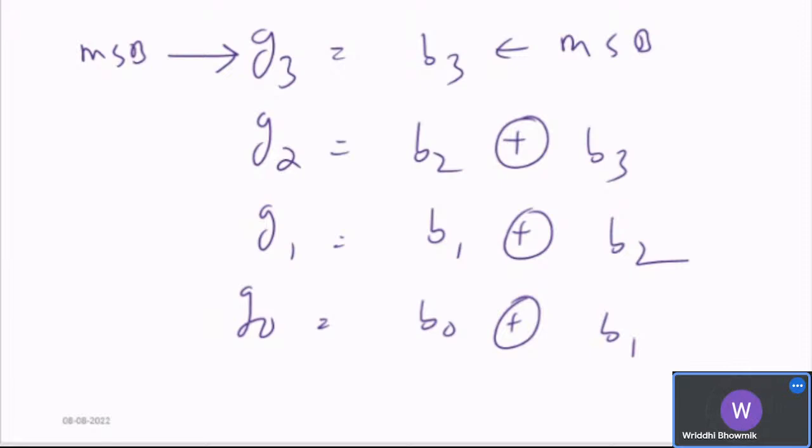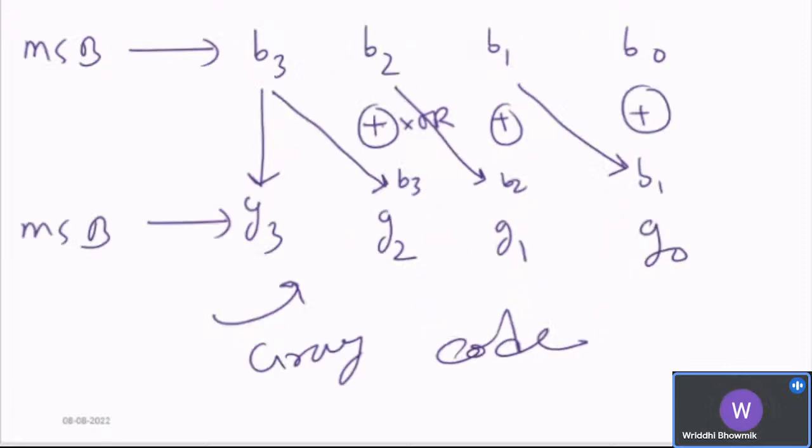Then the next lower position bit can be found by the XOR operation of B3 and B2, giving G2. Then the next lower position bit G1 is obtained by XOR of B1 and B2. Then the LSB, the least significant bit, G0, can be found by B0 XOR B1.